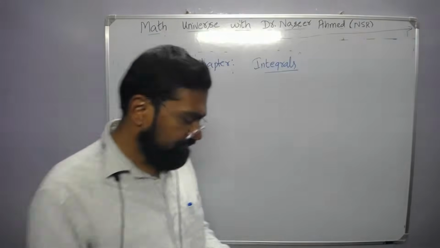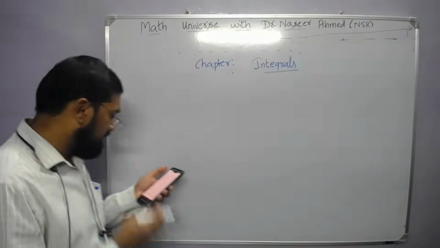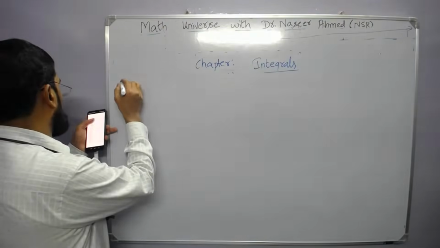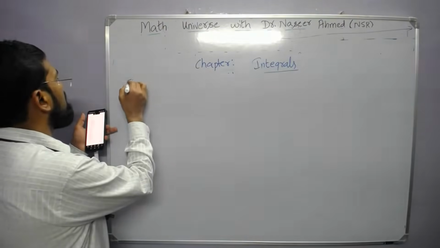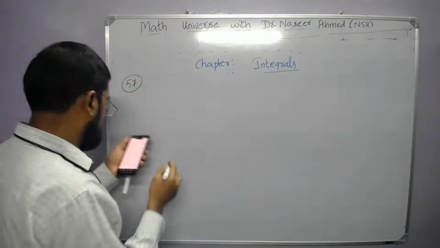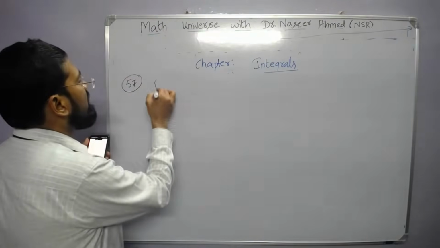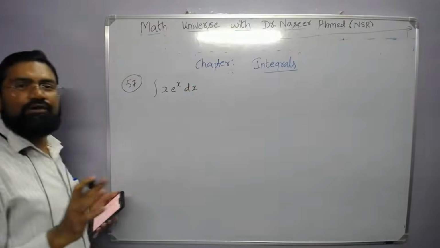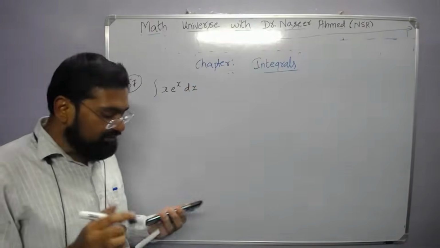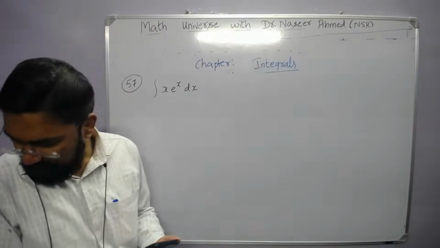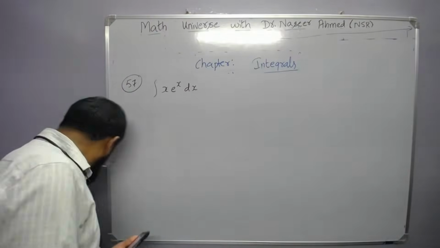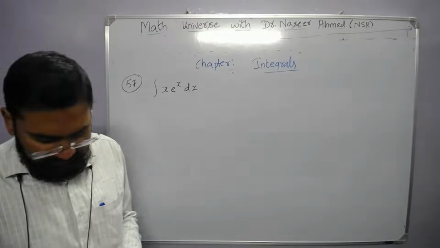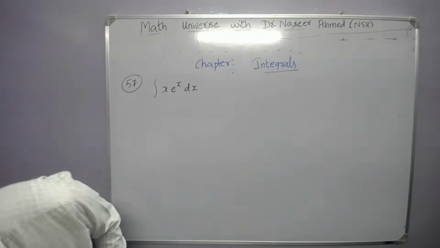See carefully. Question number 57. It says we have to find integration of x into e power x dx. I'm not going to go for integration by parts. I'll give a logic here. Listen to the shortcut. What is this shortcut? Anyway, we'll see later. So what is the formula?